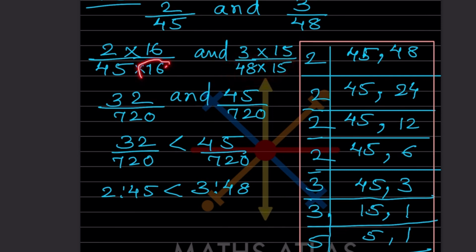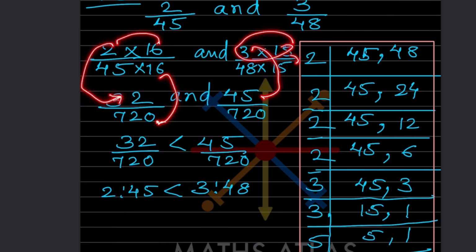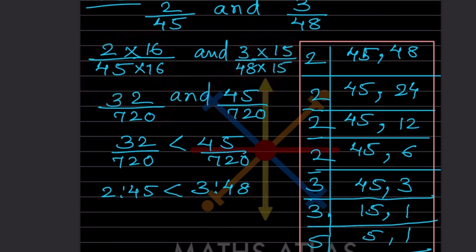So now this is multiplied by 16 means this also should be multiplied by 16. This is multiplied by 15 means this also should be multiplied by 15. So now this is 32, 720, 45, 720. So now what you can see, both denominators are the same. So what are you going to do? Which is the bigger number?